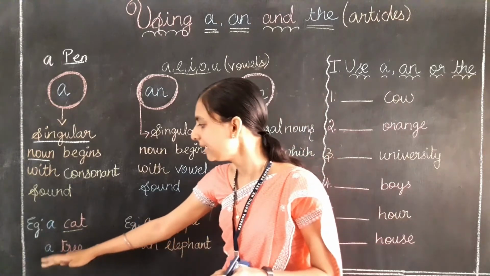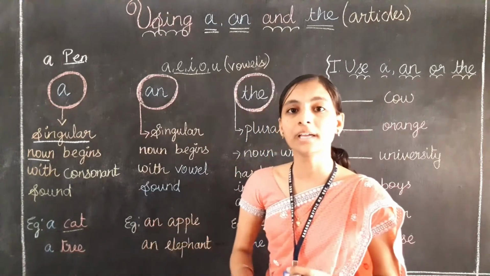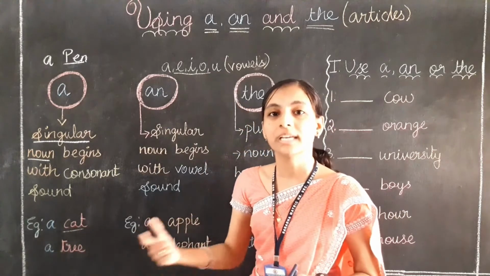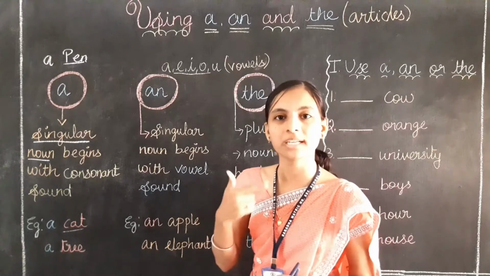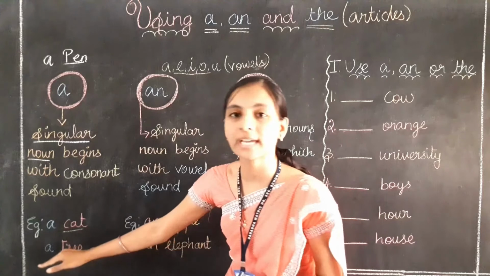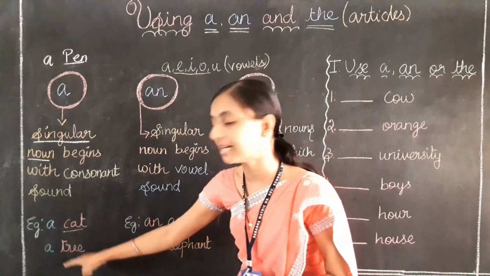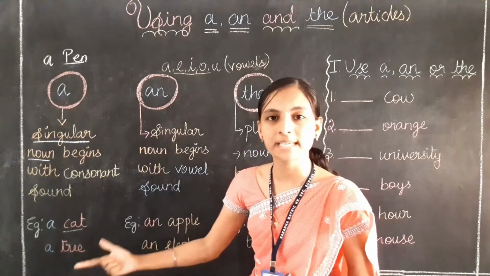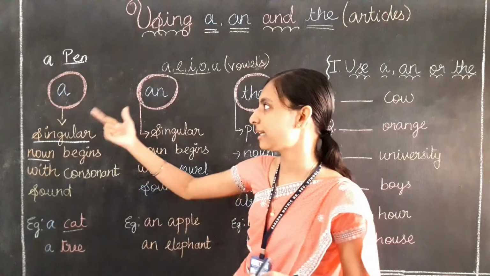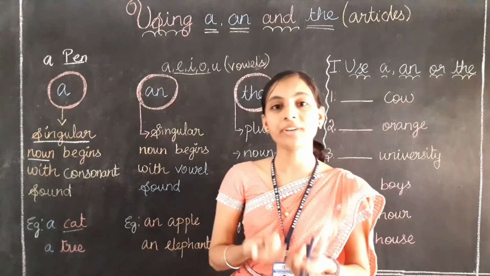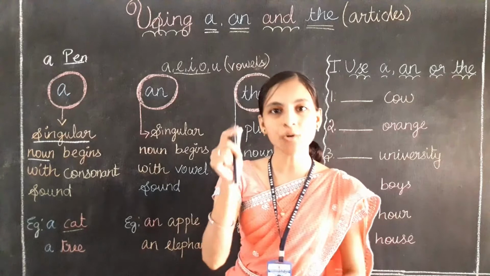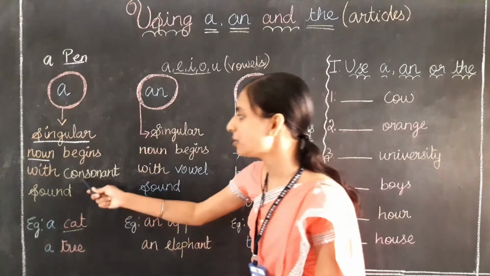The second example, a tree. What is the consonant sound for this word tree? It begins with the T sound. That is a consonant sound. So here also we can use article A, and it is a singular noun only. So remember, where do we use article A? Yes, we use article A before a singular noun which has a consonant sound.